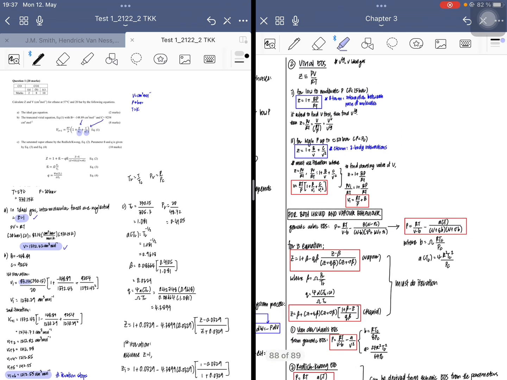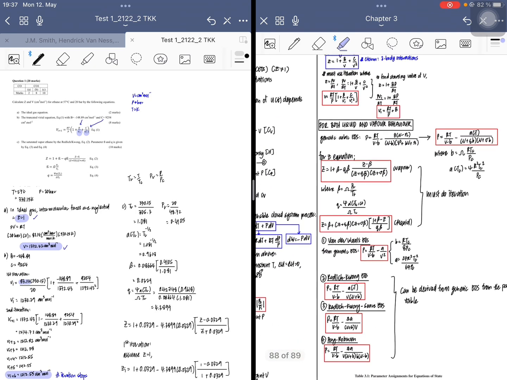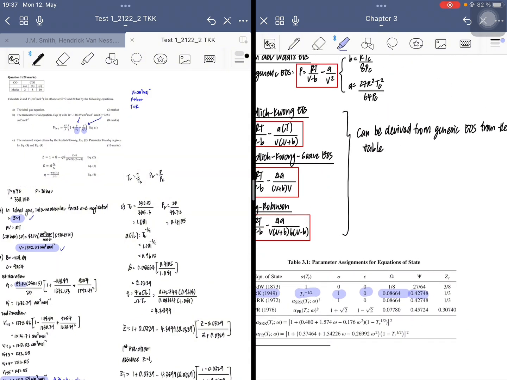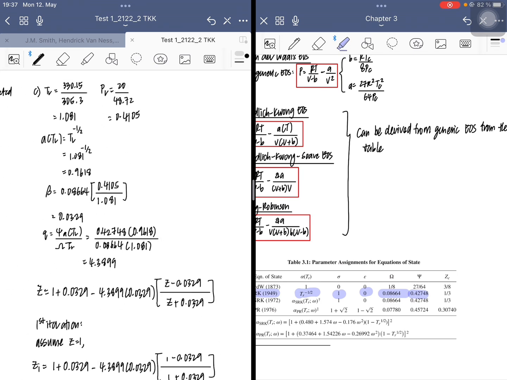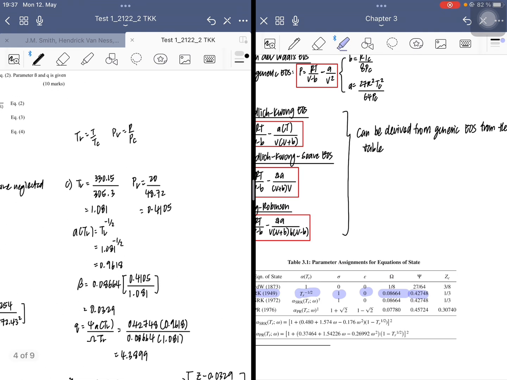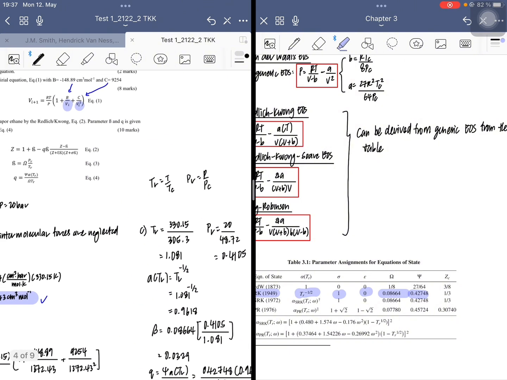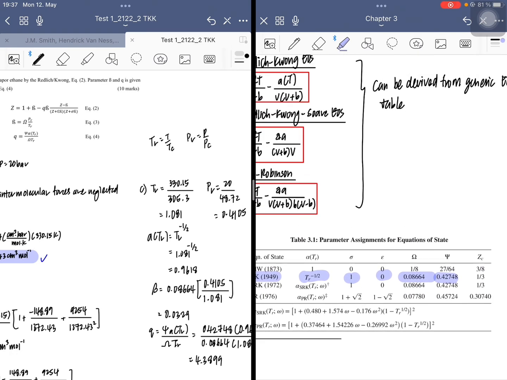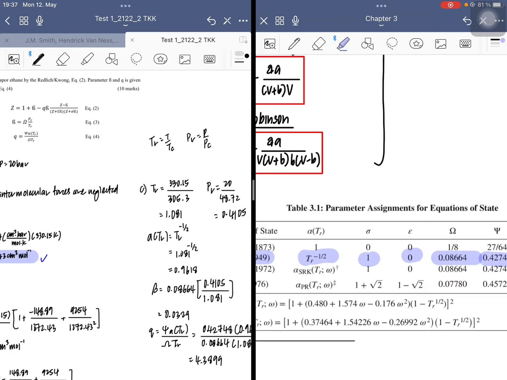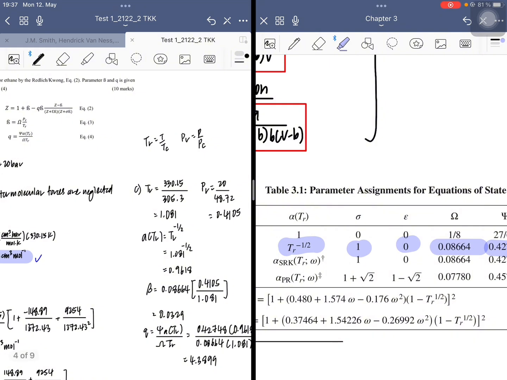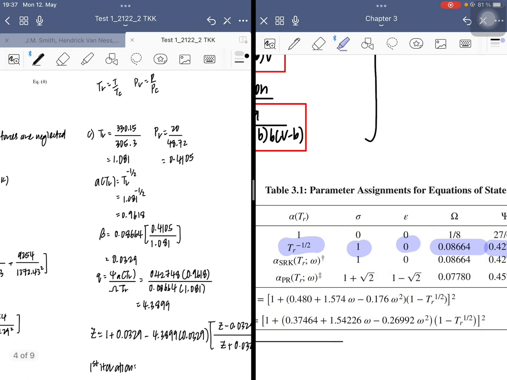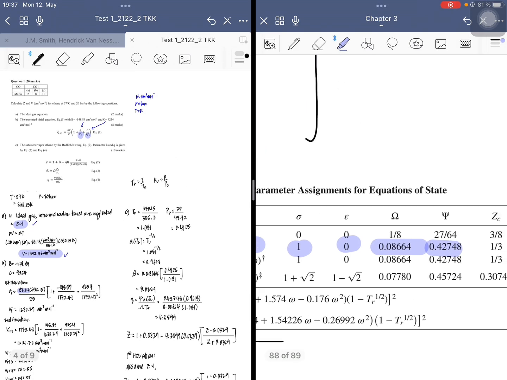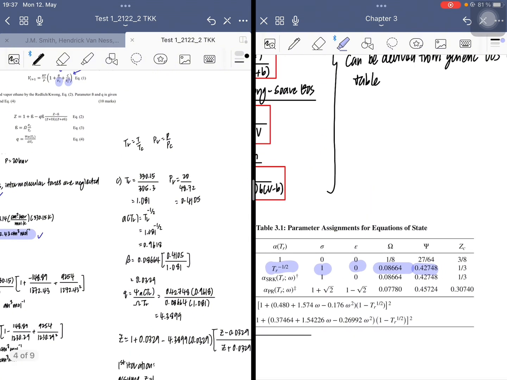I can't remember which table. You can just find it yourself, honestly. So for beta, just find the TR, the reduced temperature, and the reduced pressure. Then you're just plugging them into the beta equation. And also for q, which is for Redlich-Kwong, it is not really that complicated because it is very straightforward. It's just TR to the power of -1/2, and then what else? The sigma, the epsilon, the omega and phi are given here.